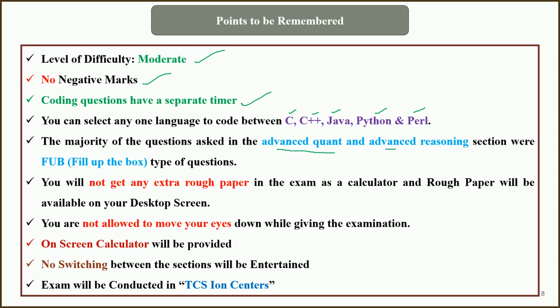in the advanced quant and advanced reasoning sections are fill in the blanks questions. We have to write the answer instead of selecting the option. No option will be provided. Most probably the majority of questions will be fill in the blanks, and you will not get any extra rough paper this year. So a calculator and rough paper will be provided on the desktop screen.